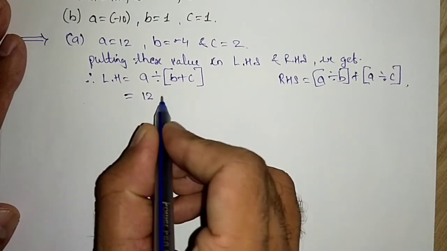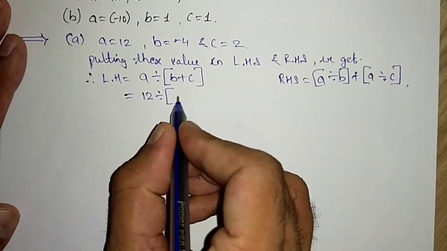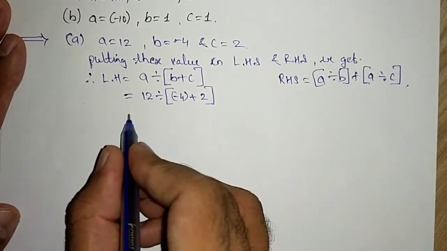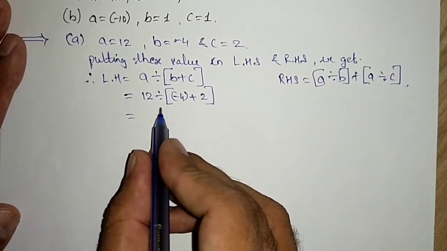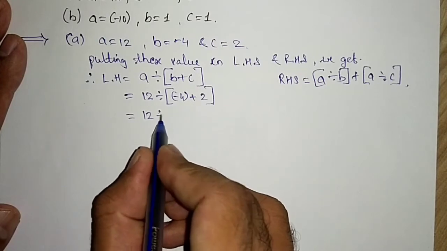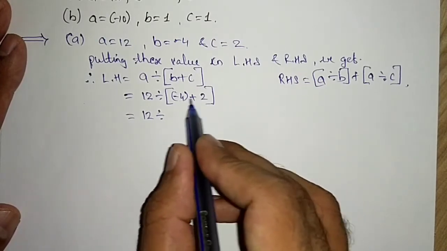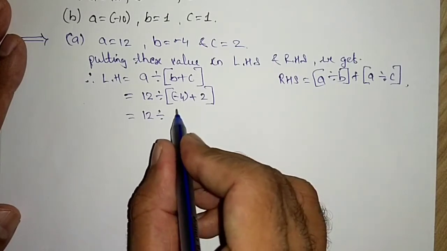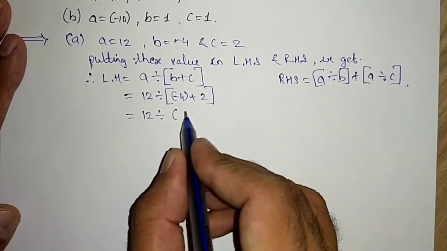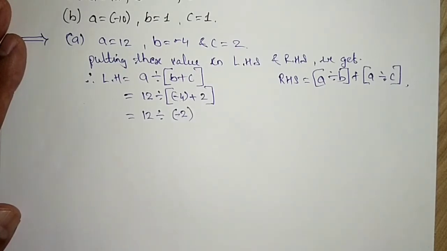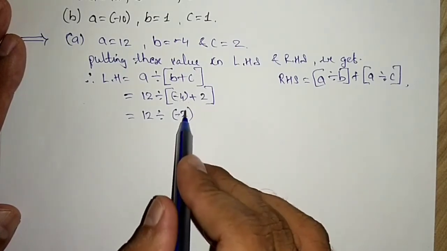a is equal to 12 divided by (b is -4 plus c is 2). First I am solving only LHS. 12 we will keep as it is. -4 plus 2: two integers with unlike sign. We subtract the numerical values, so 4 minus 2 is 2, and give the sign of the larger integer. So it is -2.